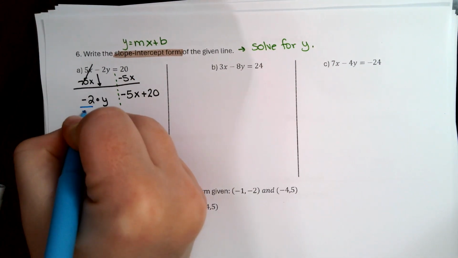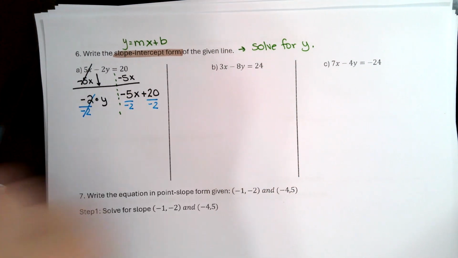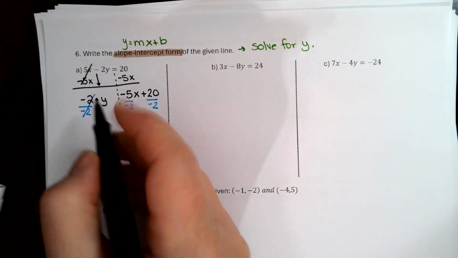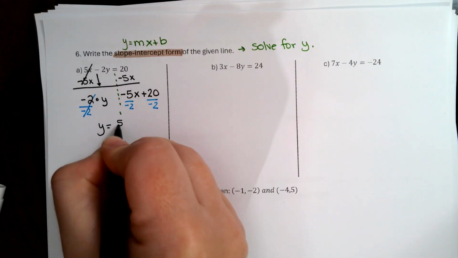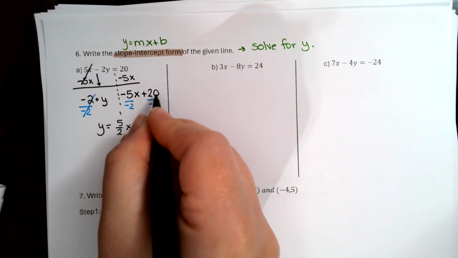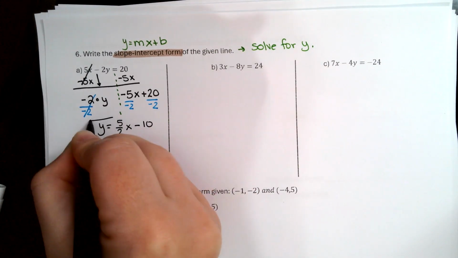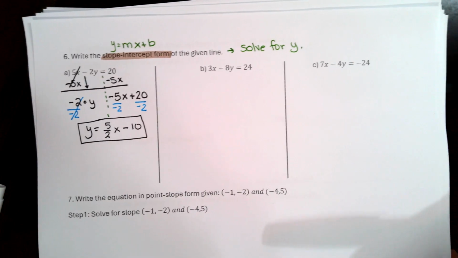Then you're going to divide every single thing by this negative 2. Now our goal on one side here is to remove the -2, but here it's to divide. We get negative negative, which is a positive, so we get positive 5/2 x. Positive negative gives me a negative. 20 divided by 2 is 10. And we want to get y by itself, so when y is by itself, you are done.